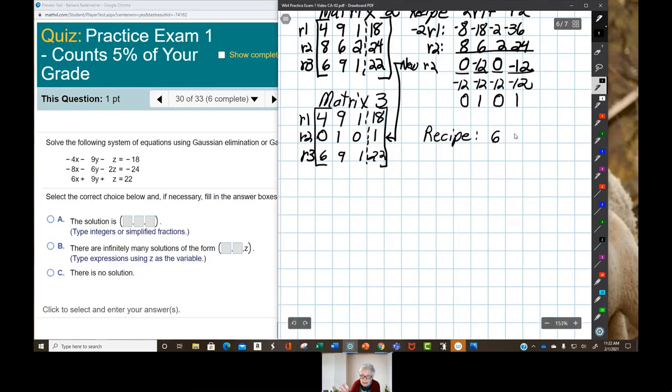Okay, 6. I see the ringing. I should always turn my phone off. It just gets to me. I have to use row 1 and row 3 and get a 0 there.